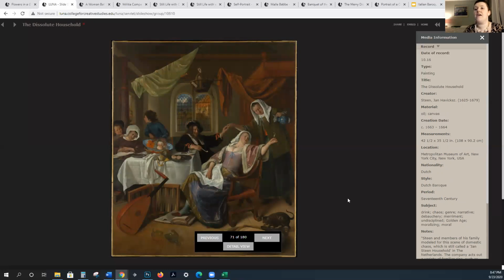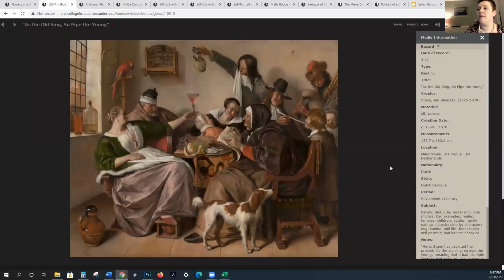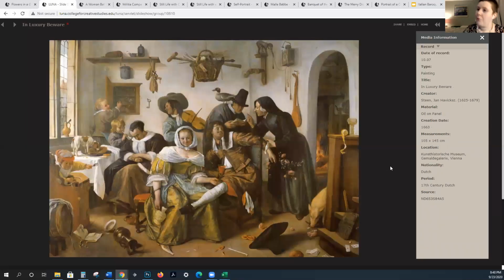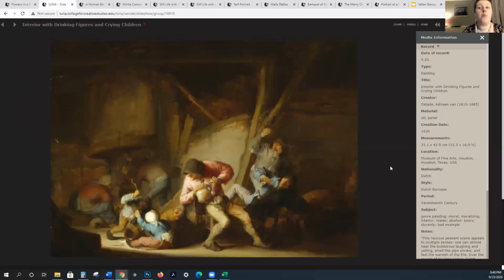Okay, and so we see raucous houses with broken pottery and the animals stealing the food and drinking. This is a symbol that has to do with sex. Okay, so everything is just run amok. So again, moralizing. Poor behavior, having to do with drunkenness.